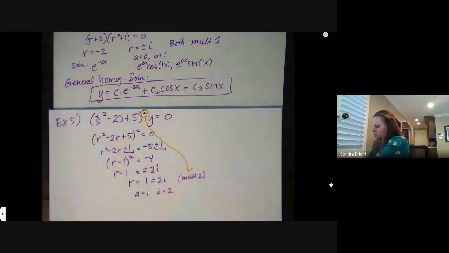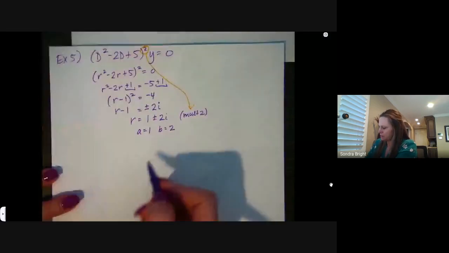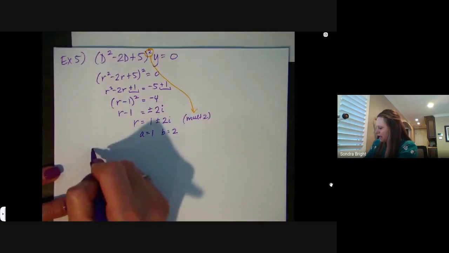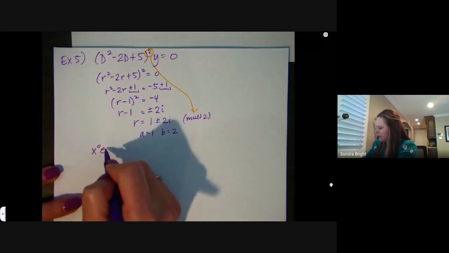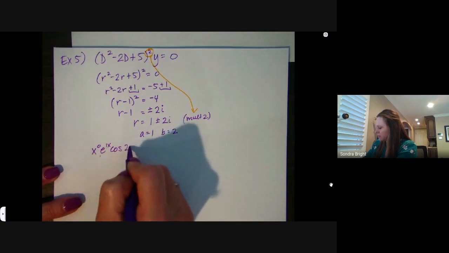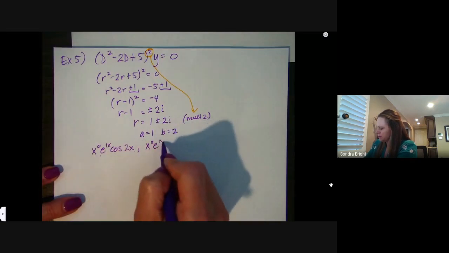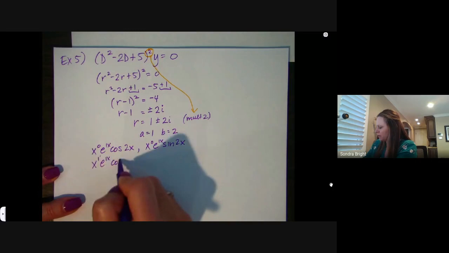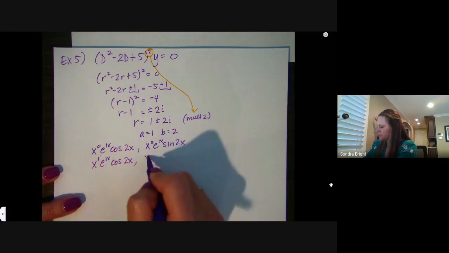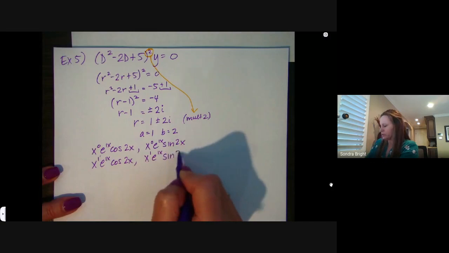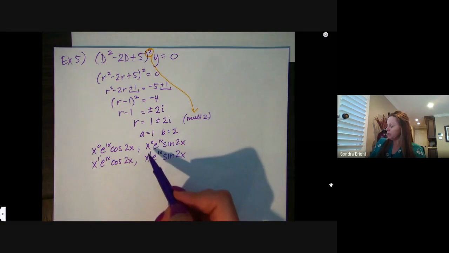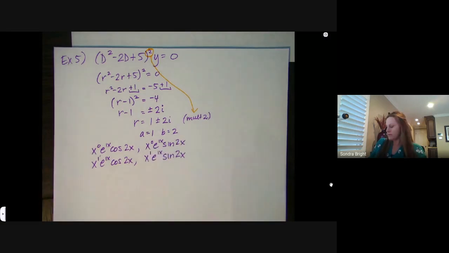All right, so that means both roots are complex, right? And a multiplicity of 2. So they'll be an x to the 0, e to the 1x cosine of 2x, and x to the 0, e to the 1x sine of 2x, x to the power of 1, e to the 1x cosine of 2x, and x to the power of 1, e to the 1x sine of 2x. Stopping there, multiplicity of 2, so you'll include x to the 0 and x to the 1. And our general homogeneous solution will be the linear combination of all 4 of these guys now.